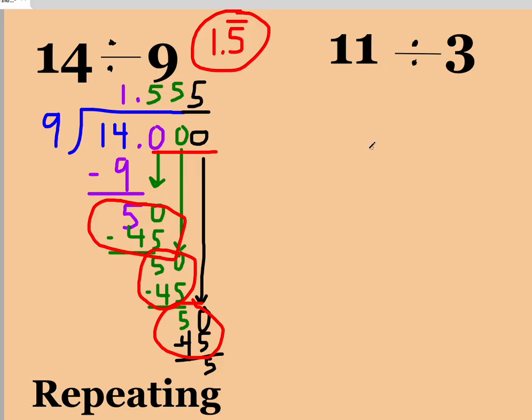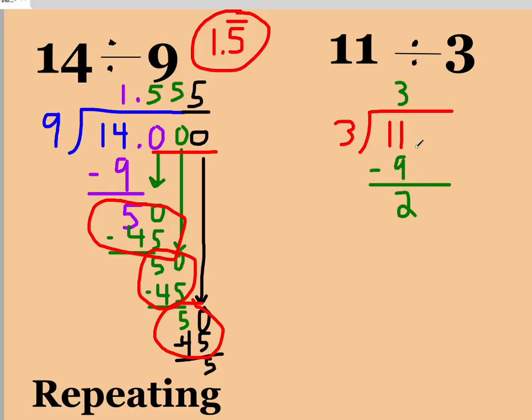All right, let's check out 11 divided by 3. Dividend in the house. 11. Here's 3. 3 goes into 1. It doesn't. 3 goes into 11, though, 3 times without going over, right? 4 times 3 would be 12, so that's too much. 3 times 3 is 9.